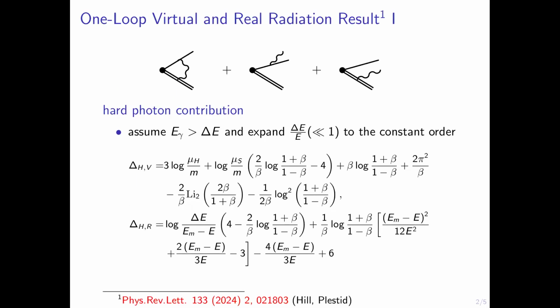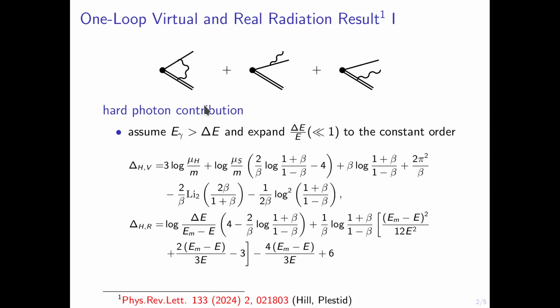These are the three diagrams. Since the Sirlin-g function is at leading order, we only need to consider the one-loop diagrams. The first diagram is just the virtual correction. The other two graphs are the real radiation corrections. The single line means the electron, and the double line means the proton.